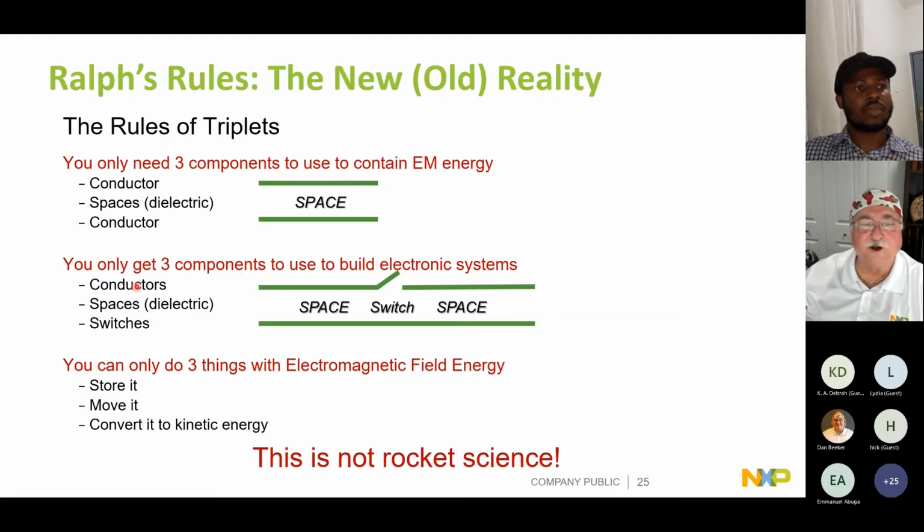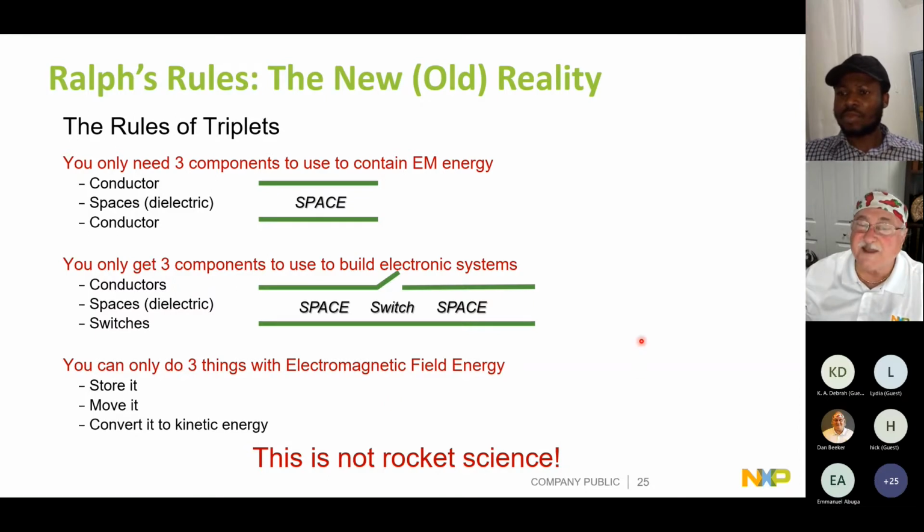You get a conductor, you get a space, and you get a switch. The most powerful microprocessor is just billions of switches. And all the switches do is add or remove spaces for the energy to move through. And then there are only 3 things you can do with field. You can store it in here, you can move it as the switch closes, or you can convert it to kinetic energy. You can move something, drive a motor, wiggle a speaker, heat up a filament in a light bulb. That's all there is. This isn't rocket science.